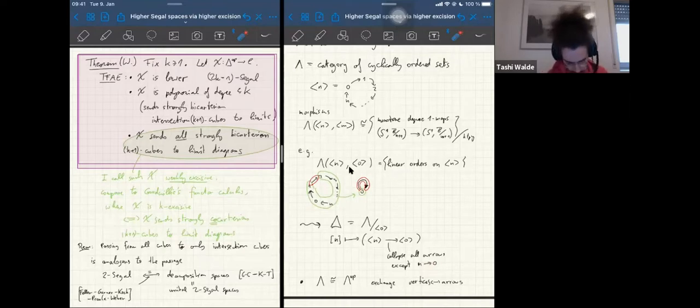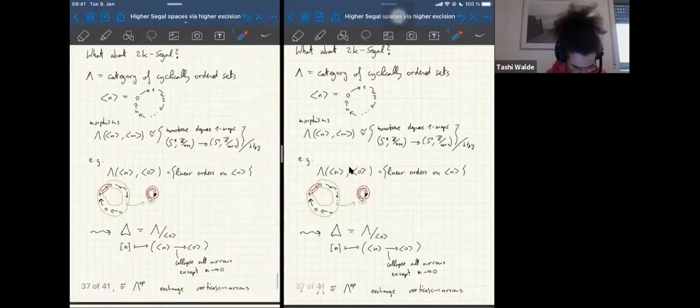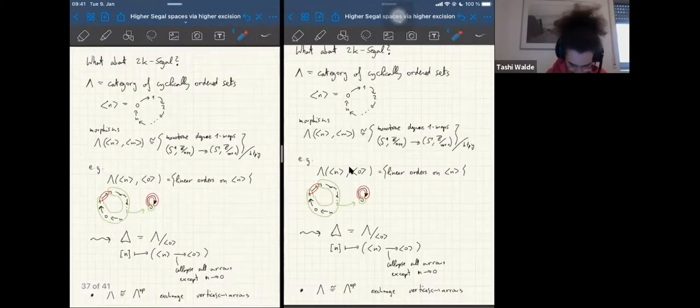Another important feature is that lambda is self-dual, where you can exchange vertices and arrows. If you have this picture, every vertex becomes an arrow and vice versa. And this will give you a self-duality on lambda. Okay, so let's keep this up so that you can see the definition of lambda.